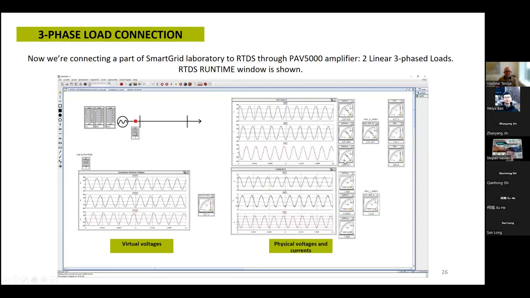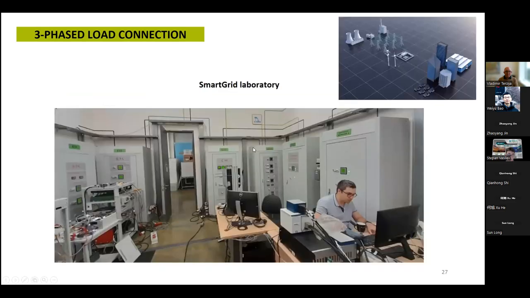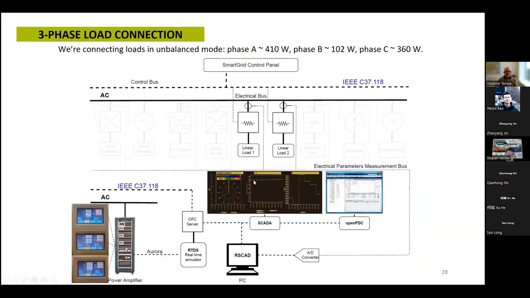The next test I want to present to you is the connection of a three-phase load. As a virtual part, we have an adjustable voltage source, but with the physical part, everything is much more interesting than on the previous slide. In this presentation, I'm also happy to demonstrate some of the facilities of our laboratory. As physical equipment, my colleague and I connected part of the smart grid laboratory, namely two linear loads.